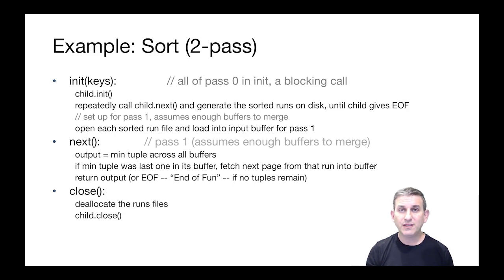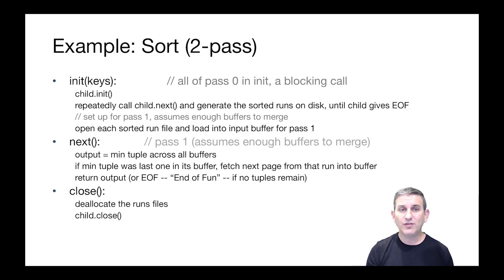First, it's going to recursively call init on its child to get the child ready to produce tuples. And then it's going to repeatedly call child.next and get tuples to fill up B buffers of memory, which it'll then quicksort and write to a run on disk. And then it'll do it again, continuing to call child.next, filling up B buffers, sorting, and writing to a run on disk until it's consumed the entire input, at which point it's got some number of buffers in memory, it sorts them, writes them to the final run on disk.